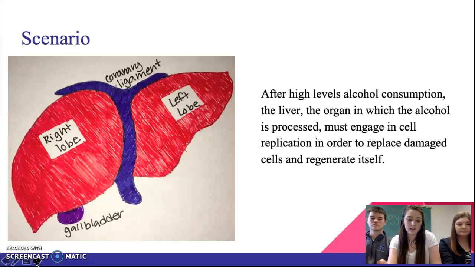Due to high quantities of alcohol in the liver, it must engage in cell replication in order to replace those cells that are damaged from the alcohol consumption. The liver is in fact the only organ in the body that self-regenerates, and it's on the left side of this slide, as you can see.